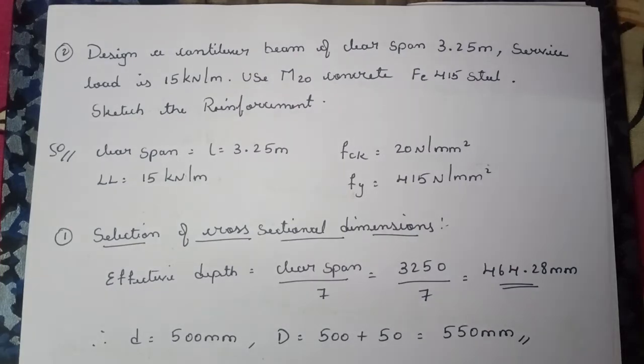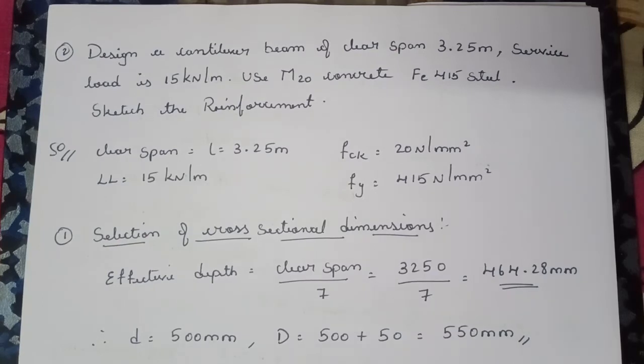So here is the problem. Design a cantilever beam of span 3.25 meters. Service load is 15 kN per meter. Use M20 grade of concrete and Fe415 grade steel. Sketch the reinforcements. Here they have given the clear span as 3.25 meters and the service load as 15 kN per meter, and the grade of concrete and grade of steel are given. We need to sketch the reinforcements, that is, the detailing we need to do.